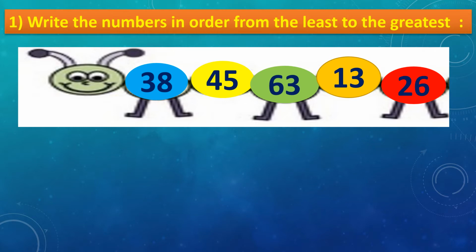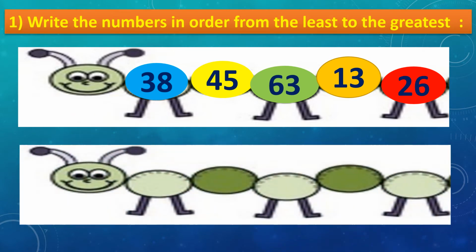Should I start by comparing the tens first or the ones first? We will start by comparing the tens. So here we have 3 tens, 4 tens, 6 tens, 1 ten, and 2 tens. Which is the smallest? 1 ten. So we'll start with 13. 13 is the smallest number.